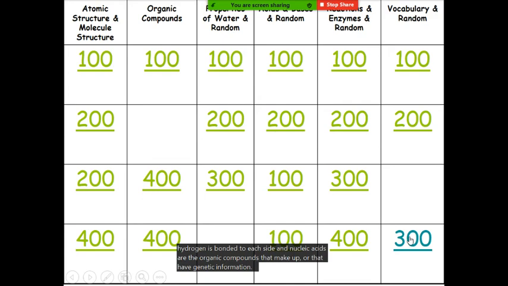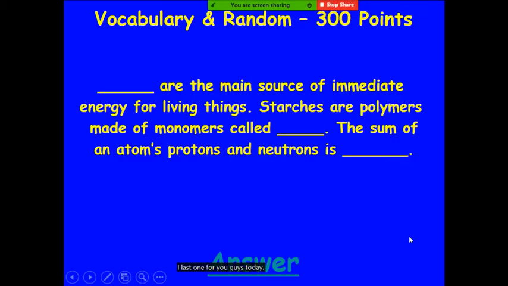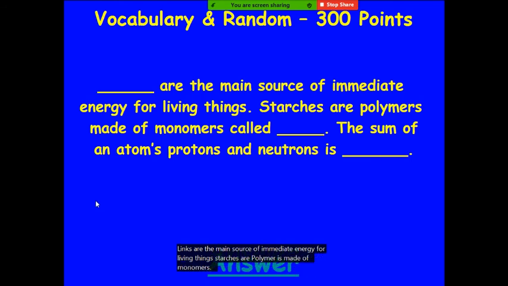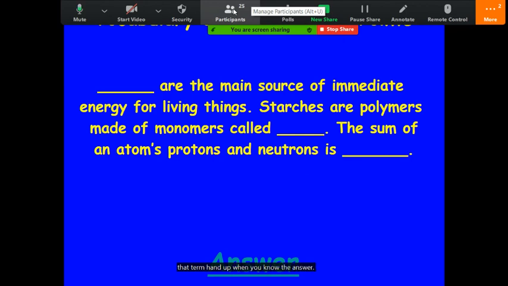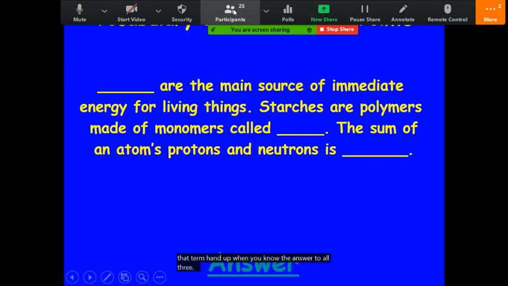All right, last one for you guys today. Blanks are the main source of immediate energy for living things. Starches are polymers made of monomers called what? What are the monomers that, when they're bonded together, make starch called? The sum of an atom's protons and neutrons, what do we call that term? Hand up when you know the answer to all 3 questions.